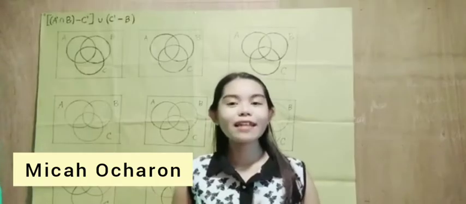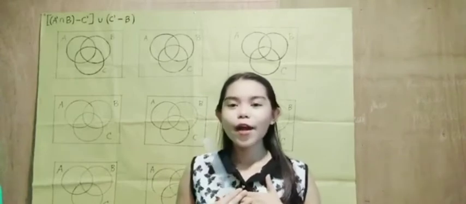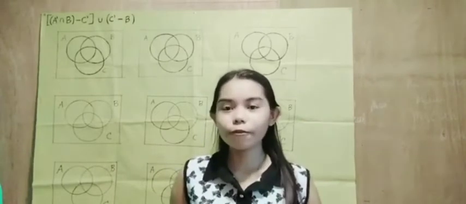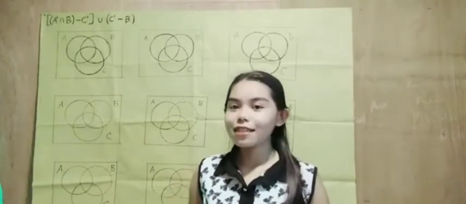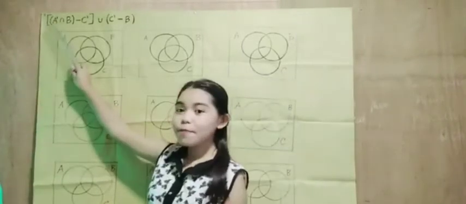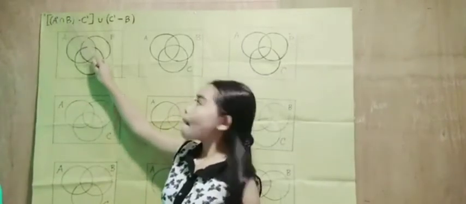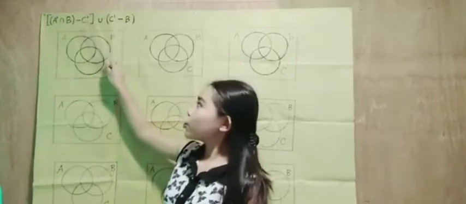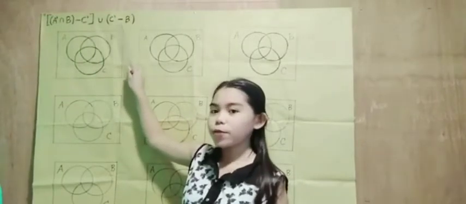Good day everyone, I am Michael Charon and I am going to report about the fifth problem, which is about A prime intersect B minus C prime union C prime minus B.